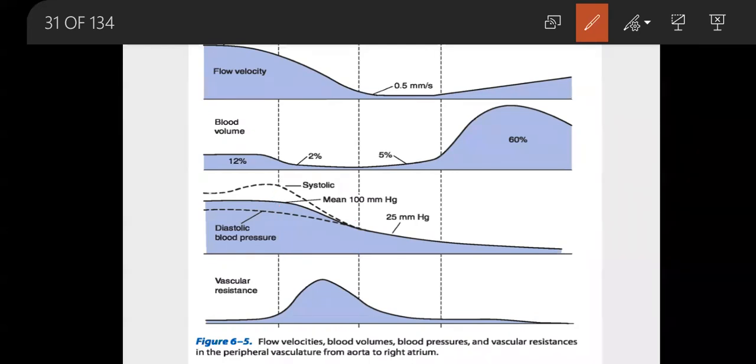Asking about the velocity during vasoconstriction and vasodilation. You have to consider what velocity means and what it depends on. It depends on the cross-sectional area. When we do vasoconstriction, what happens to the cross-sectional area? It decreases. So the velocity decreases.